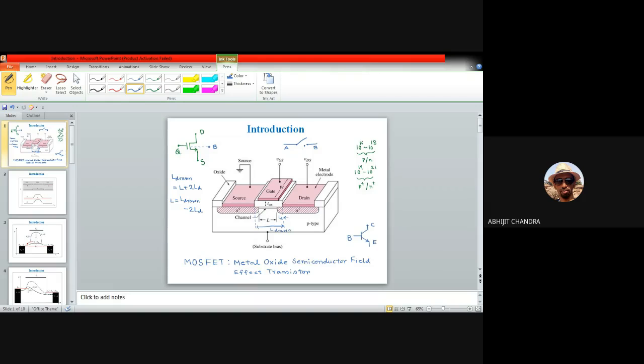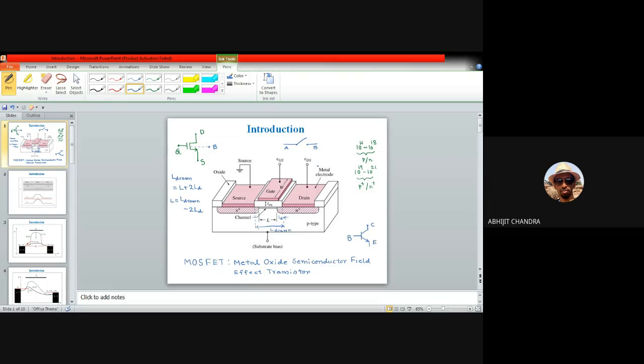But somehow we can control the switching operation by means of a transistor. Suppose that point A will be connected to point B, and that connection is being controlled by some third terminal. That is the fundamental idea behind any three-terminal device like a BJT or MOSFET.